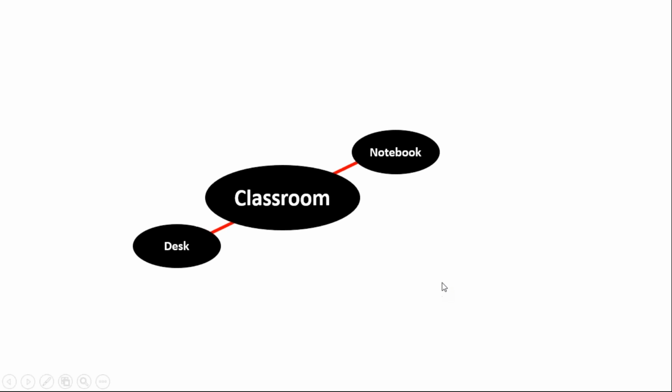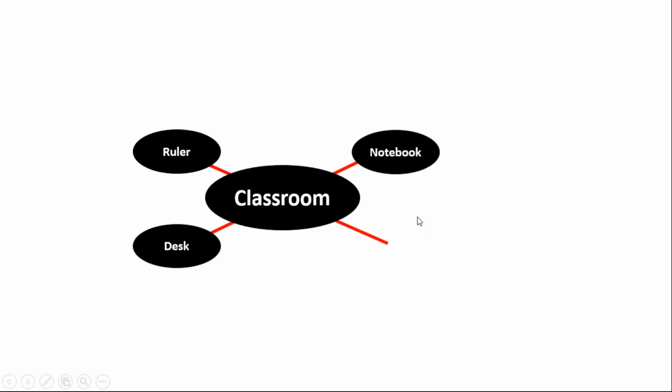For example, what is a classroom? This is a classroom, not a physical classroom, but a virtual classroom. What things do we have in the classroom? For example, a notebook or a desk. The desk es el escritorio, la carpeta, where you sit, and the notebook es el cuaderno que utilizan para escribir.